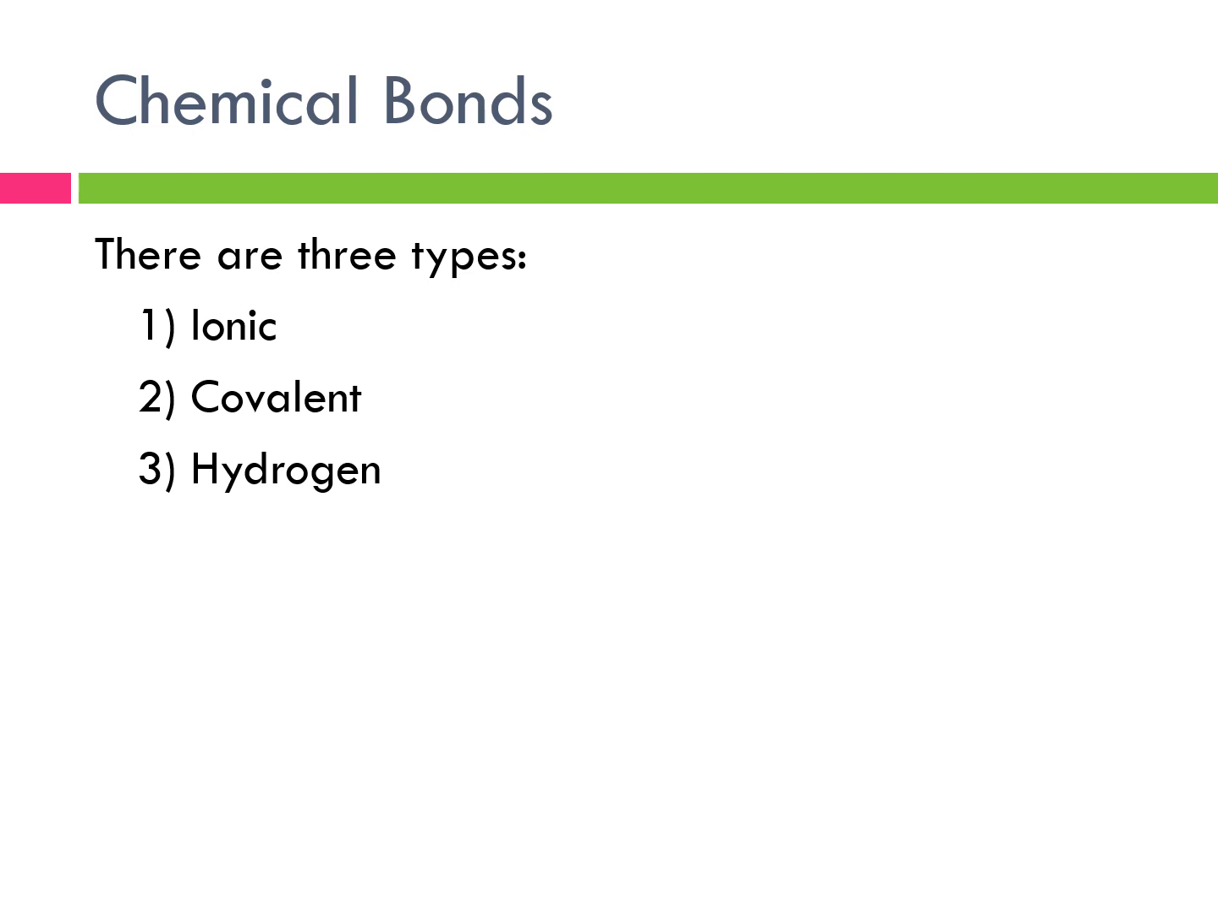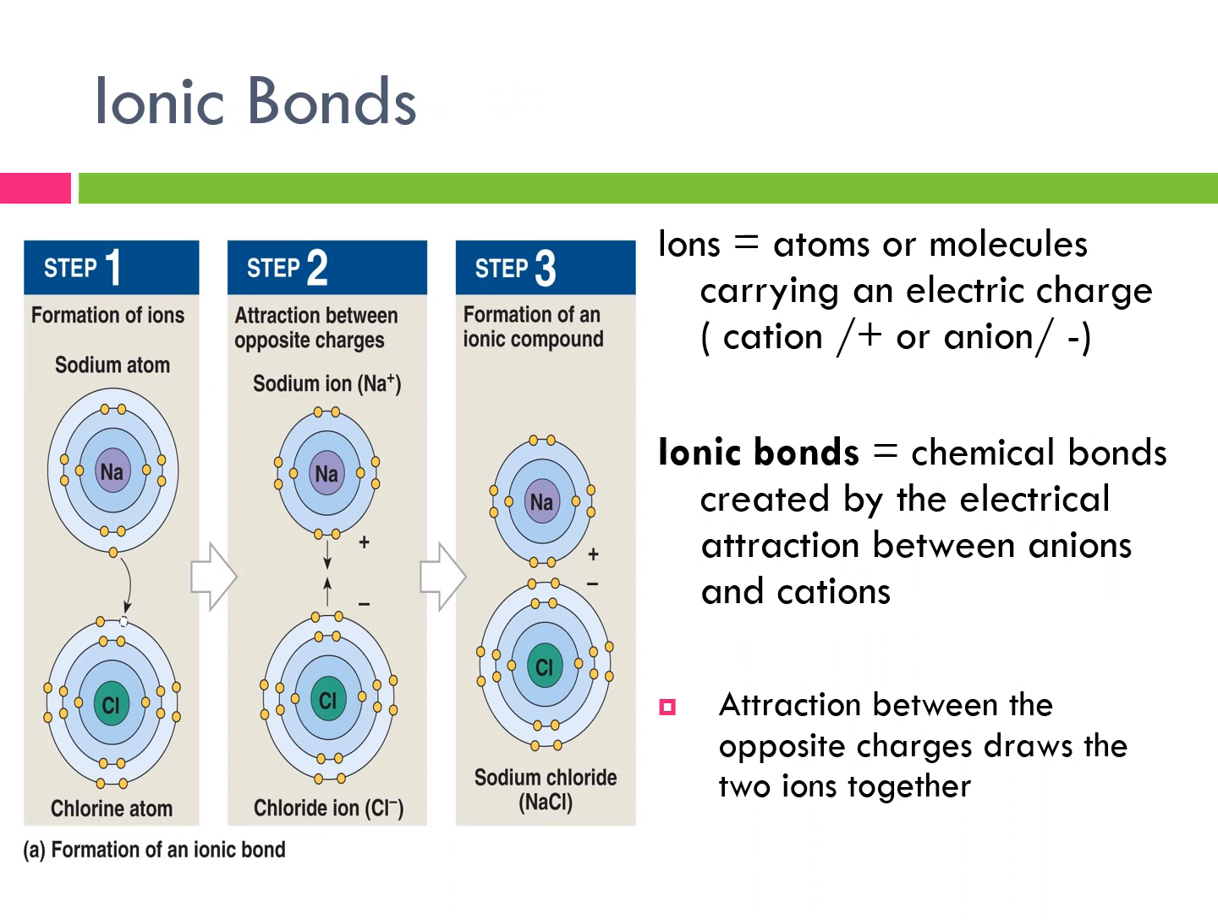We have three different types of chemical bonds that we're going to talk about. We have ionic bonds, covalent bonds, and hydrogen bonds. Ionic bonds are bonds between atoms or molecules carrying an electric charge. So here, another couple of vocab words. A cation, which is here, is a positively charged ion, and an anion is a negatively charged ion.